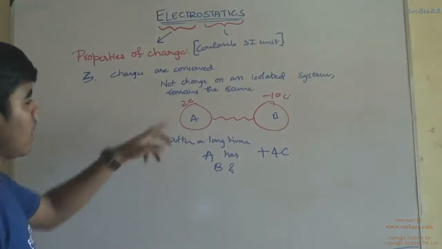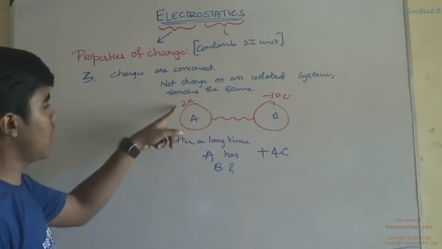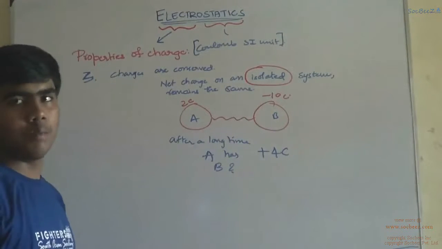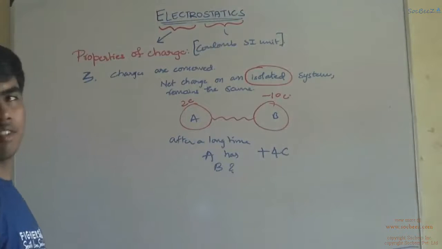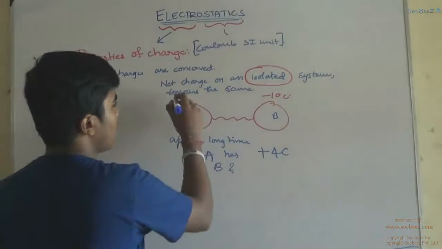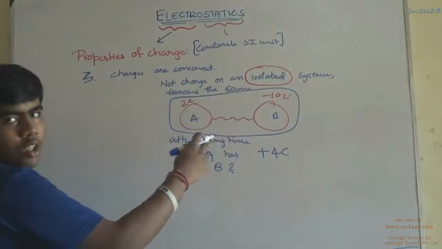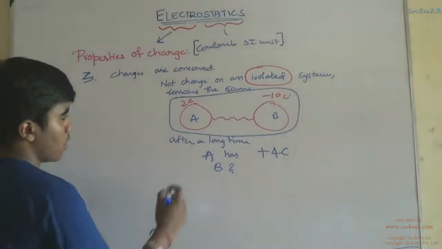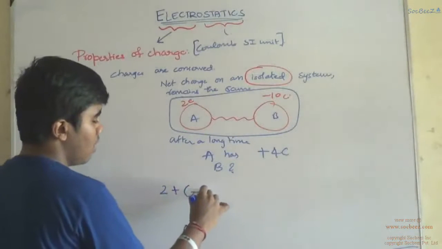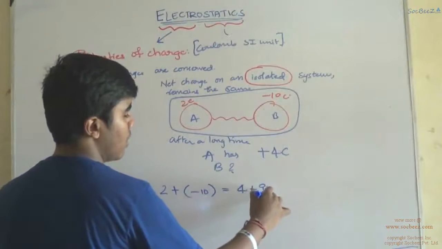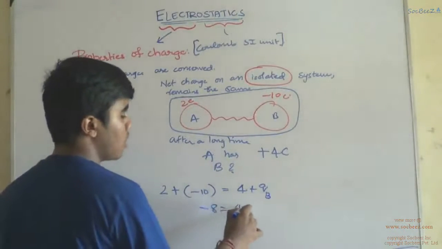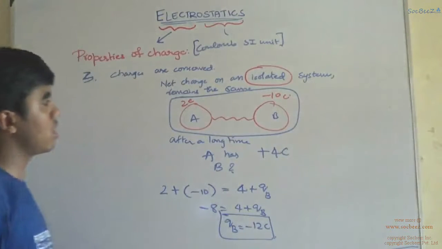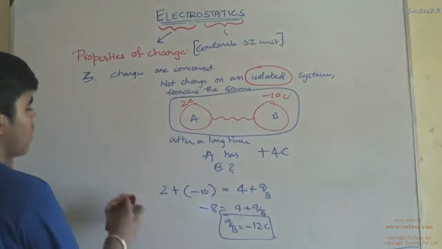So here, we cannot say that this is a violation of the rule that charges are conserved. Initially it was 2 and now it becomes 4. Actually, the term isolated system plays a very important role. Since A is in contact with some other system, we can't apply the idea that the initial charge will be equal to the final charge on it alone. But considering these 2 particles as a system, it still is isolated. So the sum of the net charge in these 2 bodies will still be the same. Initially it was 2 plus minus 10. Finally it is 4 plus QB. This means minus 8 equals 4 plus QB, so QB is equal to minus 12 Coulomb. So this is one more important point in the property that charges are conserved.